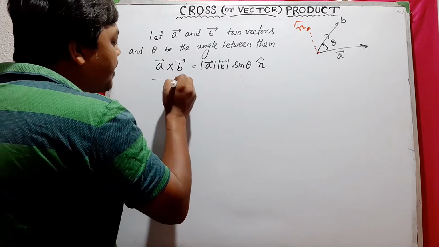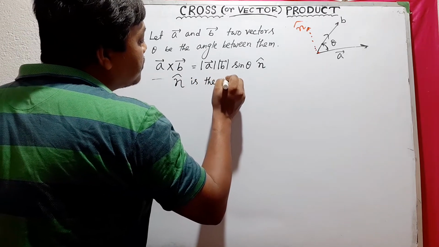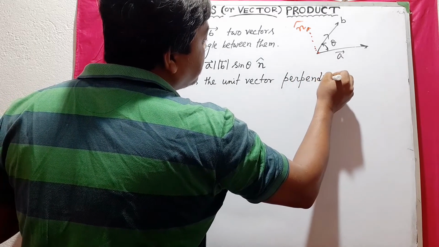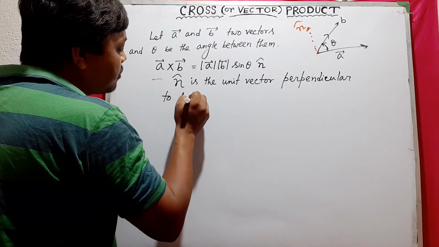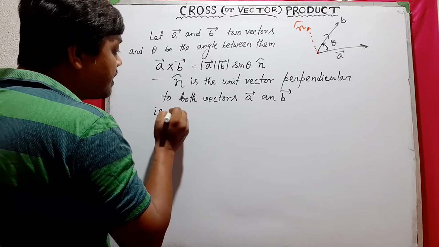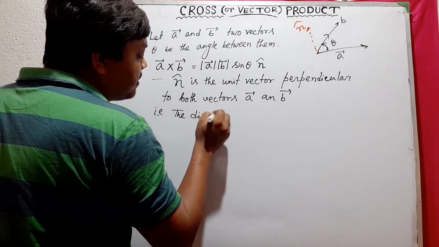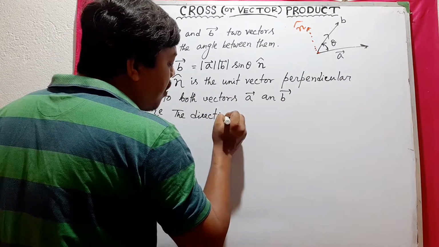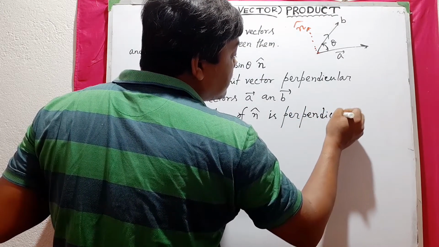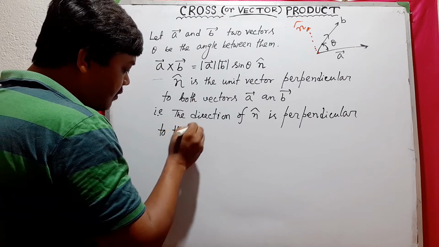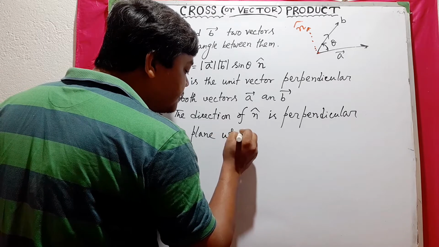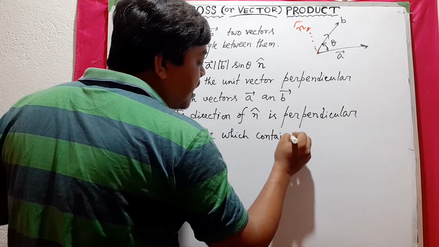The n cap is the unit vector perpendicular to both vectors A and B, or you can say the direction of n cap is perpendicular to the plane which contains A and B.